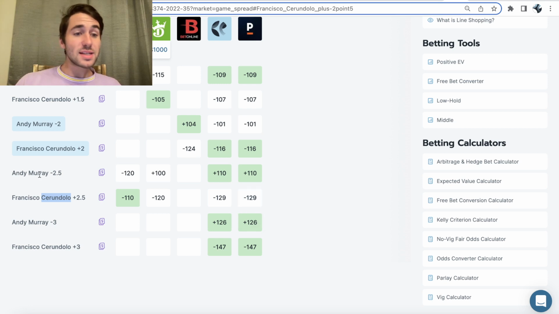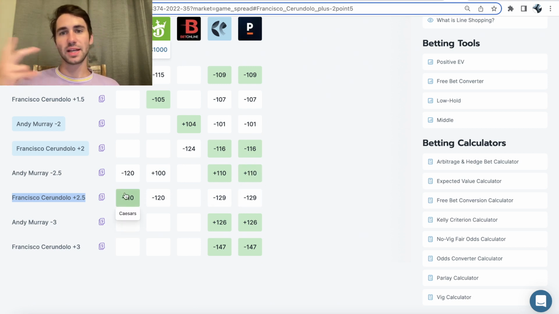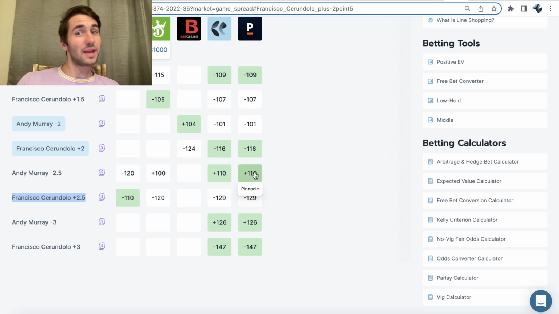In fact, because Andy Murray -2.5 is +110 on Pinnacle, and Francisco Cirundulo +2.5 is -110 on Caesars, this is a zero-hold market. It's a pick-em market. In other words, by definition, one of these bets, either Andy Murray -2.5 at +110 or Francisco Cirundulo +2.5 at -110, has to be mathematically profitable. Literally by definition, one of these bets is profitable. These are equal and opposite outcomes, and it's a pick'em market. So what I'm rolling with is Cirundulo +2.5 on the game spread, because why would I bet against the sharpest bookmaker?